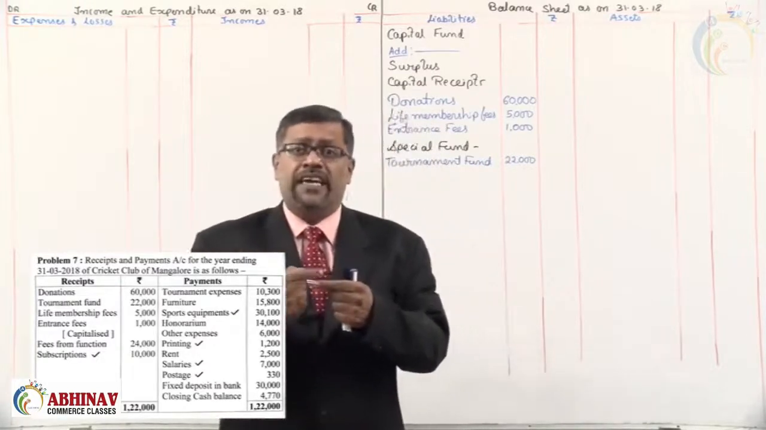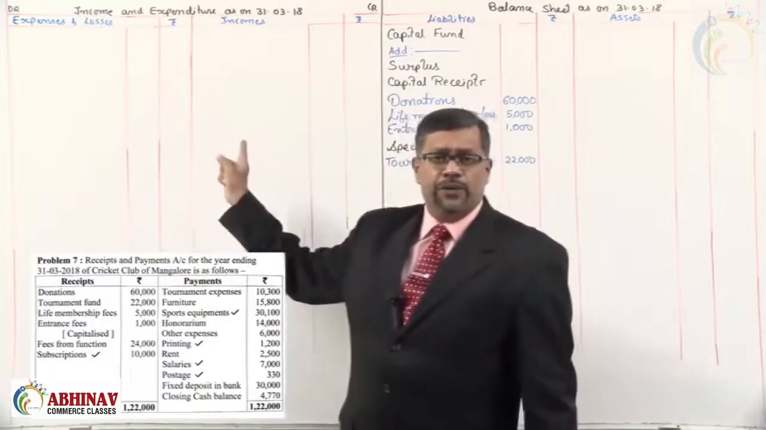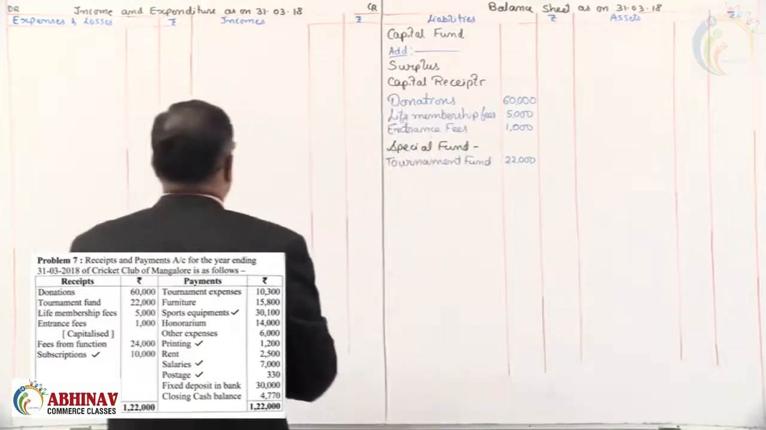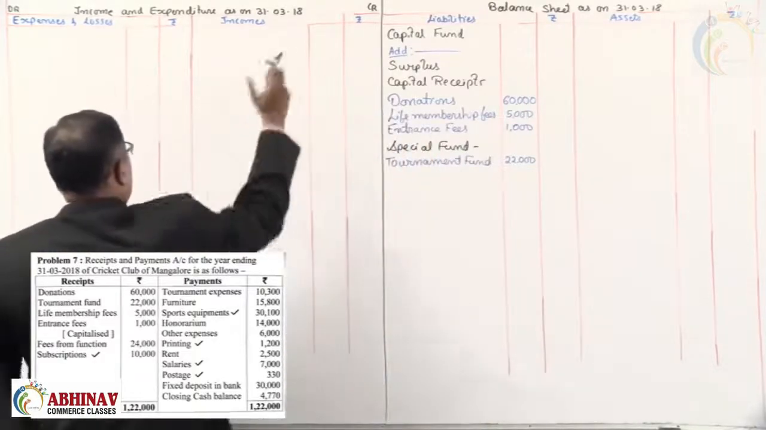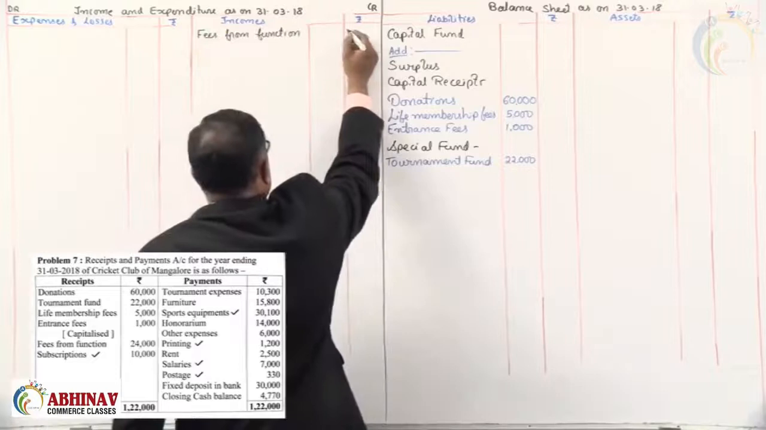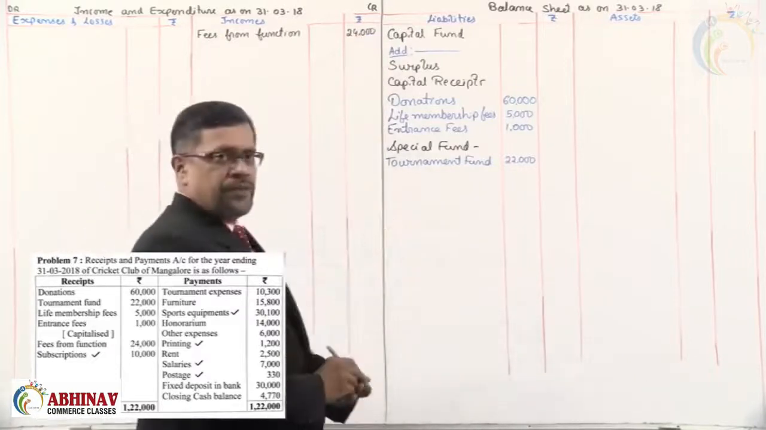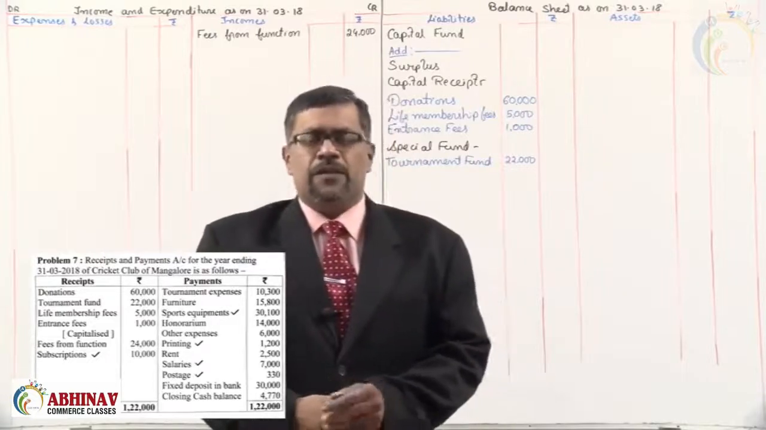It becomes a recurring income. Recurring means revenue. Revenue we will enter in the account as an income. Fees from function, 24,000. The last receipt.